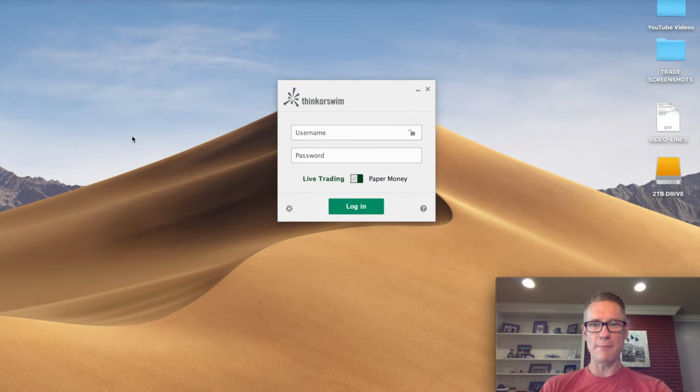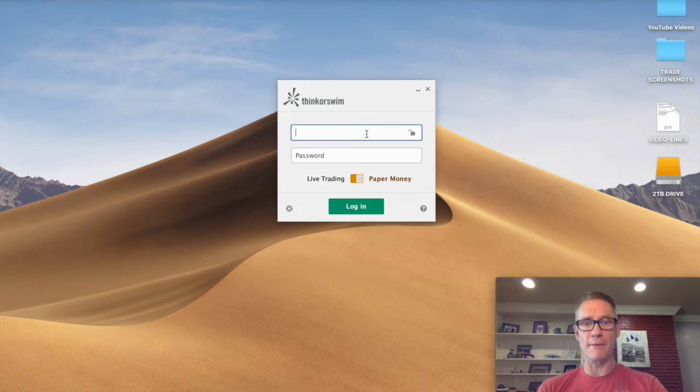Okay, so I've got my MacBook open, and I've clicked on Thinkorswim and opened up the application, and you can see it's just a simple login box, username, password, but then you have this little toggle right here. Right now, if I logged in, I would be part of live trading, which would be real live money. Now, if I click this and toggle it to paper money, then it's a whole different ballgame. It's play money, you're not putting anything at risk, and you can gain some very good experience.